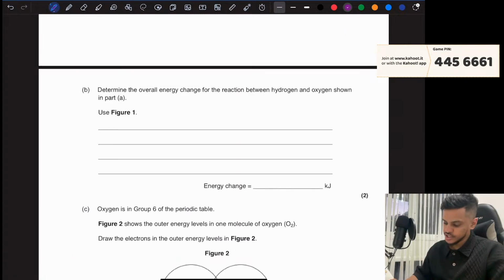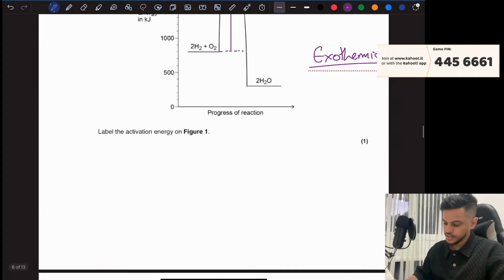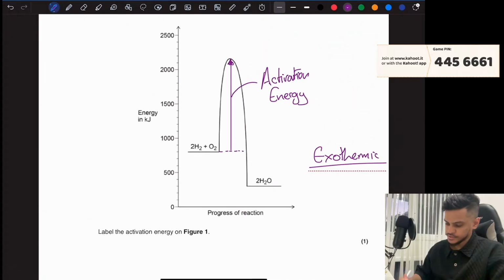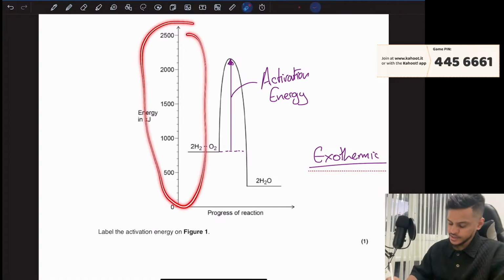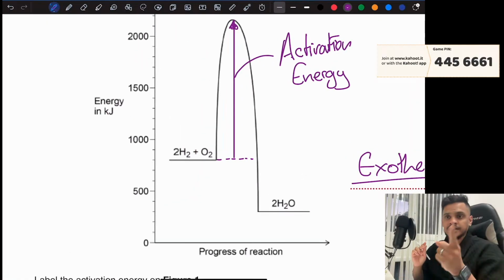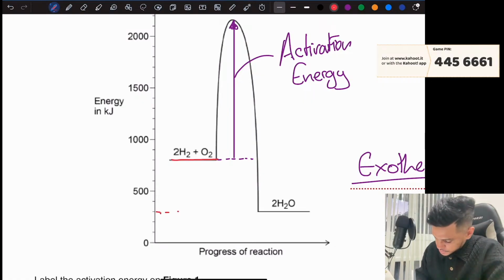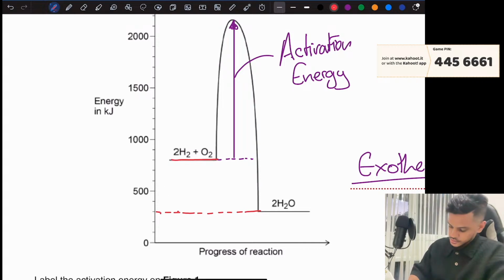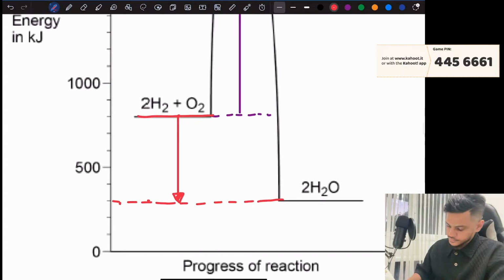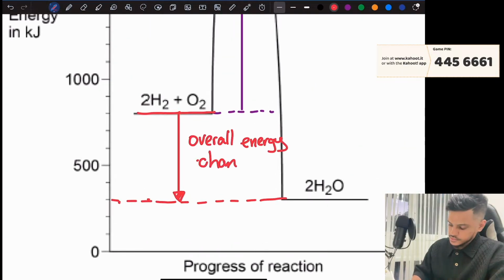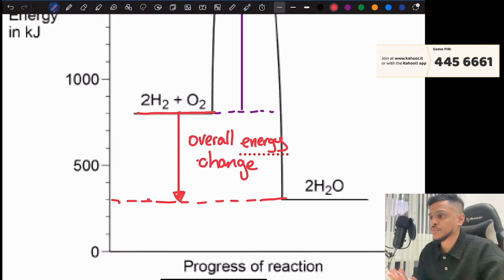Determine the overall energy change for this reaction between the hydrogen and oxygen shown in part A. Okay, so usually you don't actually need to use numbers, but you can see here they've given you a scale. That means we need to use this scale. Label the activation energy. The overall energy change is from the reactants to the products. So I'm going to draw a dotted line here because it's going to make our calculations easier. So this downward arrow. Okay, and it's asking us to calculate what it is.